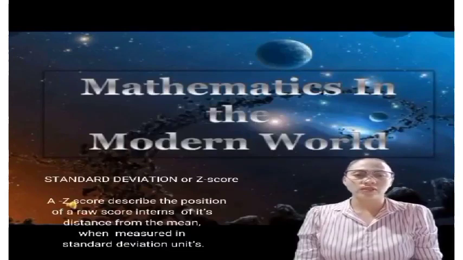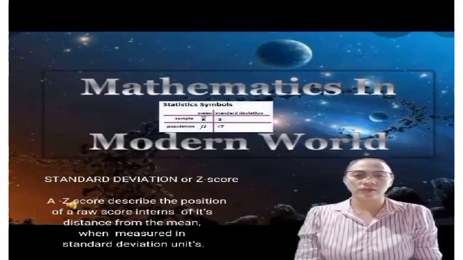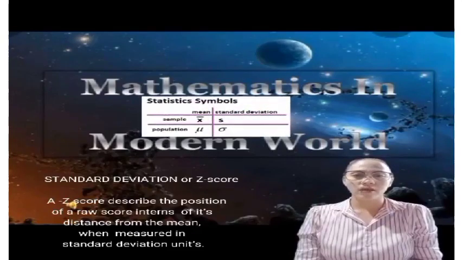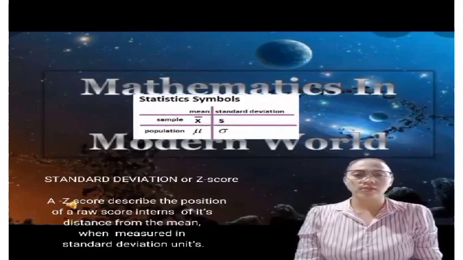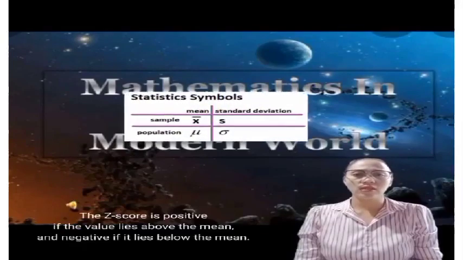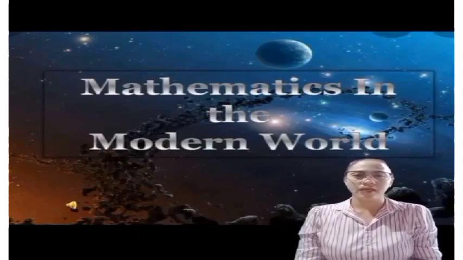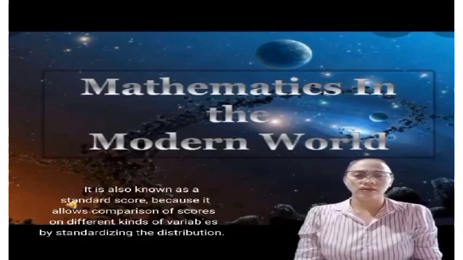Standard deviation or Z-score. A Z-score describes the position of a raw score in terms of its distance from the mean, when measured in standard deviation units. The Z-score is positive if the value lies above the mean, and it is negative if it lies below the mean.